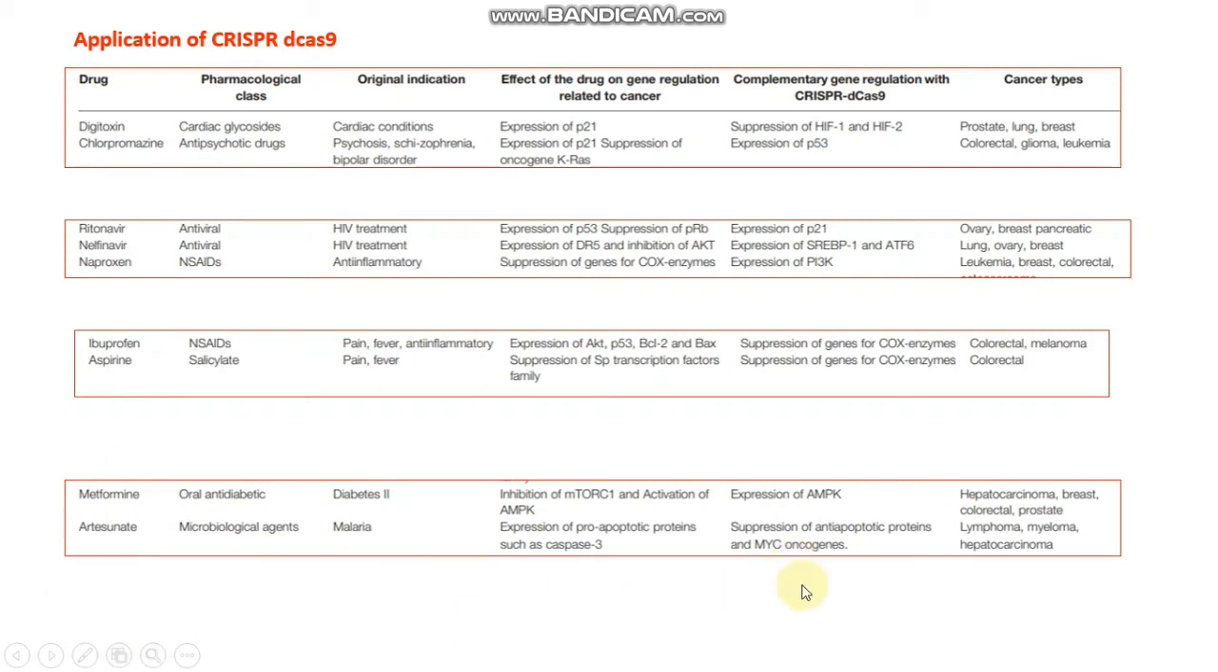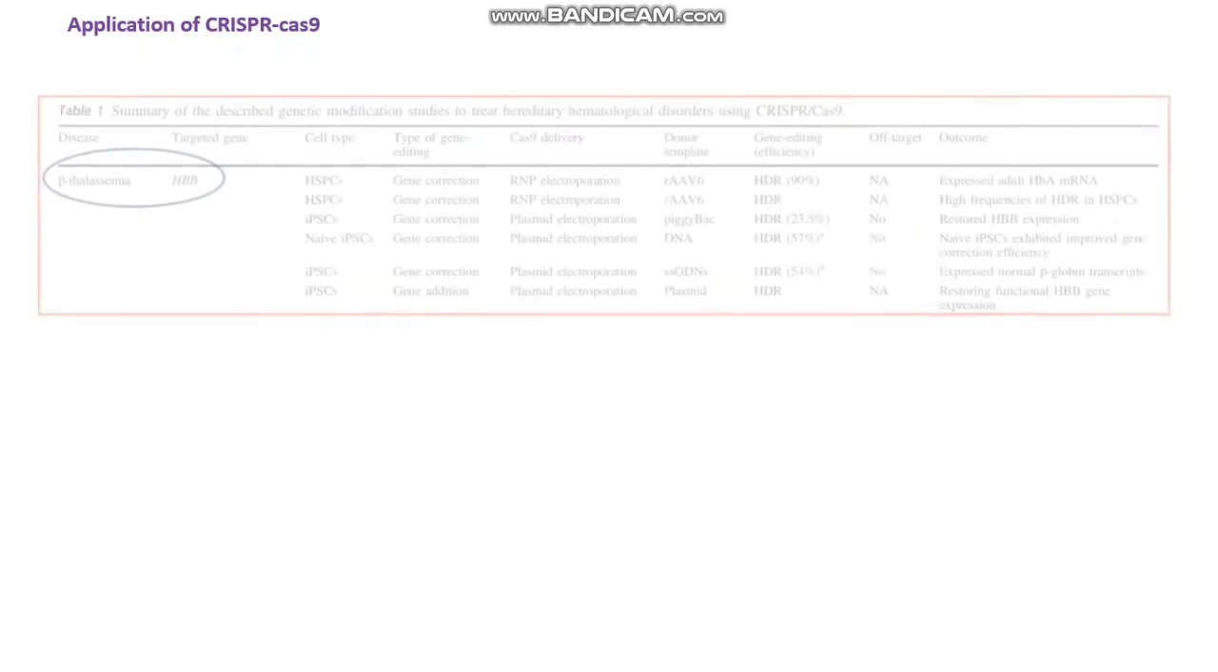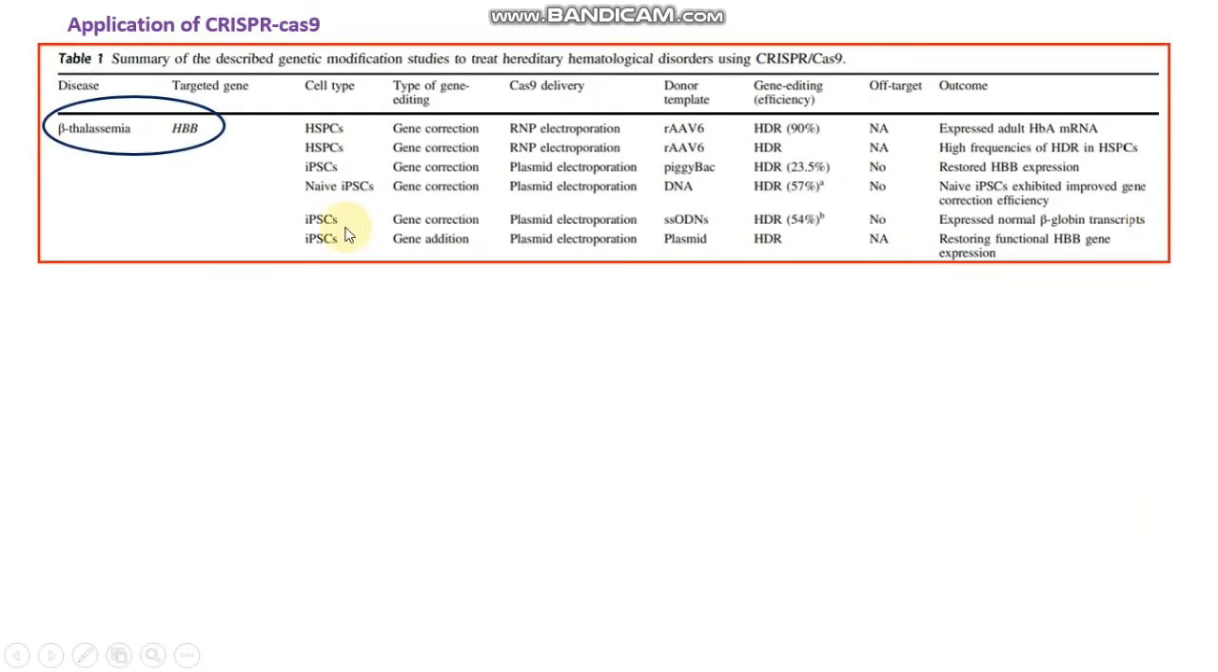So this system is also used for different kinds of cancer. So those are CRISPR-Cas9. Let's talk about CRISPR-Cas9. There are also different kinds of applications of CRISPR-Cas9, and out of that, beta thalassemia is the most important use of this CRISPR-Cas9.